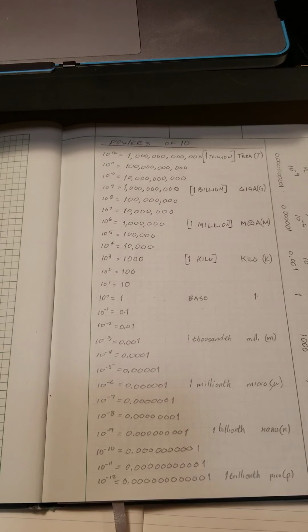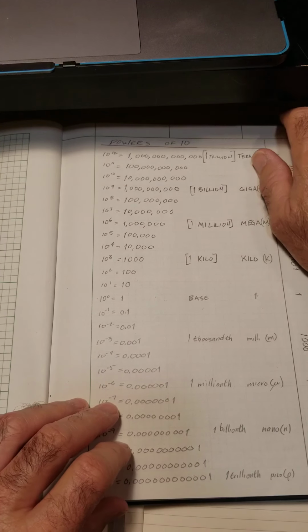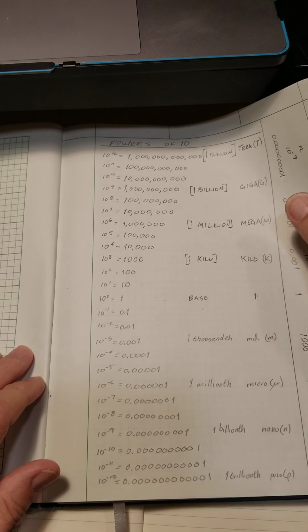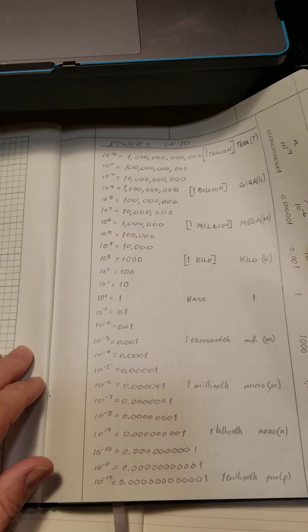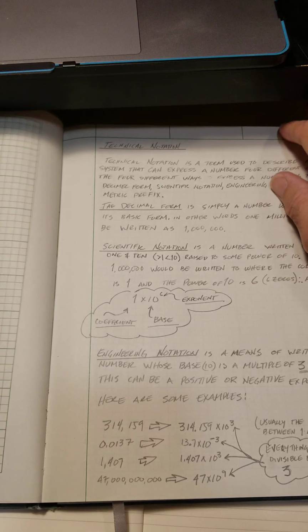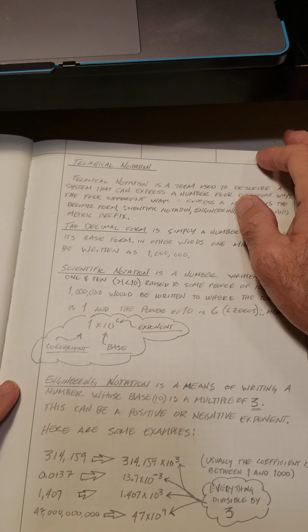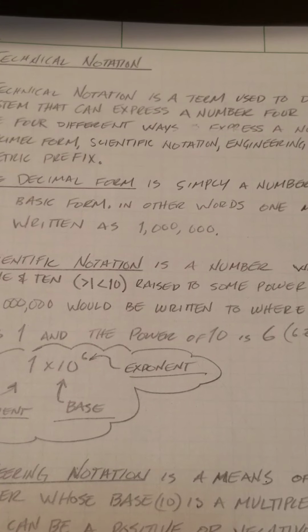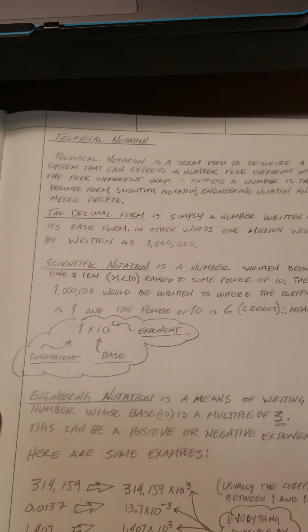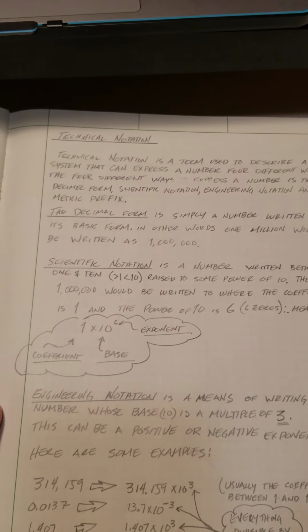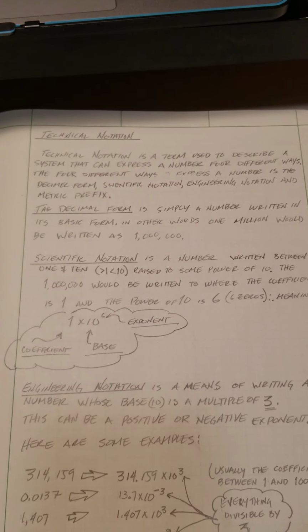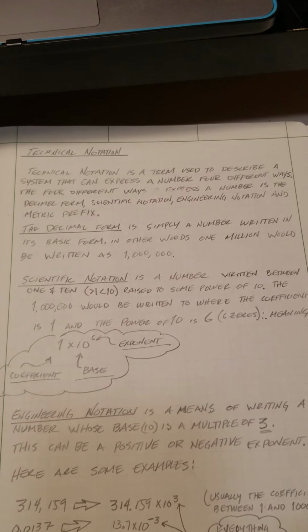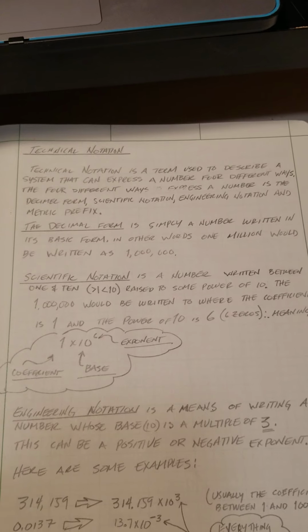Hello students, we're going to continue our discussion on powers of 10, but I'm going to take it in a different, broader context, and we're going to talk about it in the context of what I refer to as technical notation. Technical notation is a way that we can talk about numbers, and we can use the same number and describe it in 4 different ways.